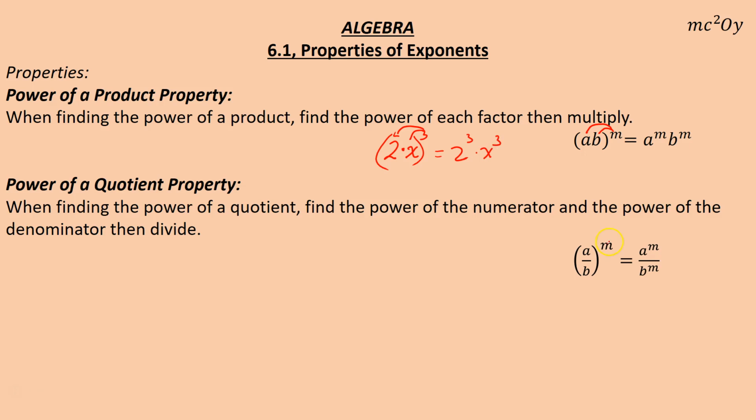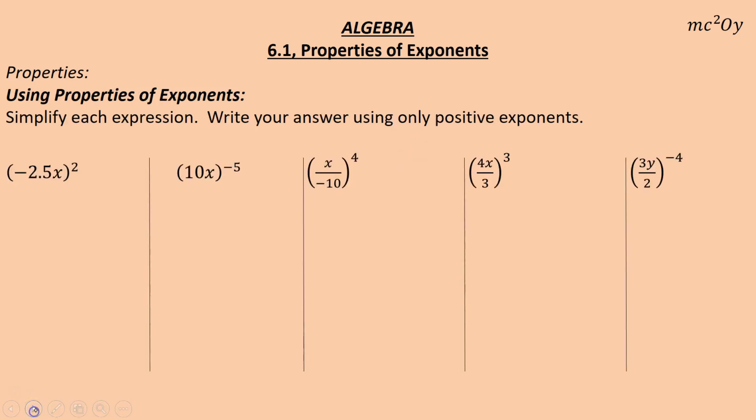Okay, and similarly, if you're dealing with a quotient, it goes in. So it's like using the distributive property. If I had, say, 2 over x all to the third, that'd be 2 to the third over x to the third. All right. So that's power of a product and power of a quotient. Let's apply those in with some of our other stuff here.